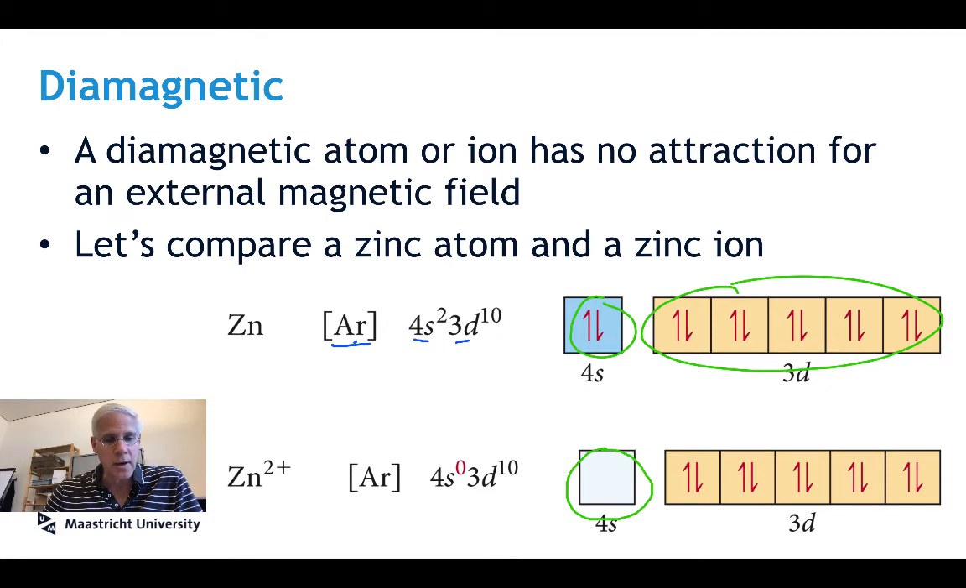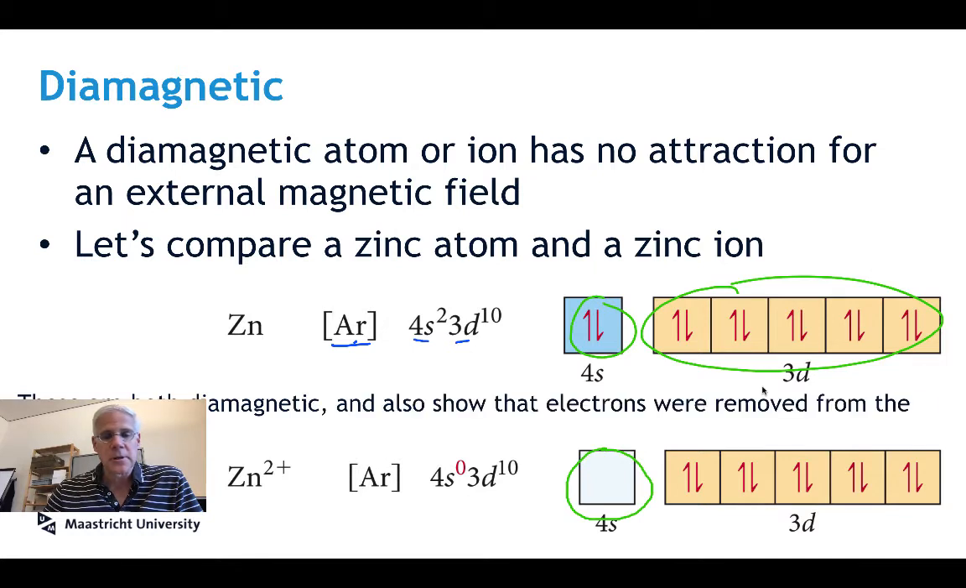When we form an ion, we start by removing valence electrons first. If we didn't do that, we would have removed 3d electrons first, and we would have seen a paramagnetic ion with a diamagnetic atom. But we don't see that. Instead, both ion and atom are diamagnetic, and so we know that the 2 electrons must have been taken from the 4s and not from the 3d.